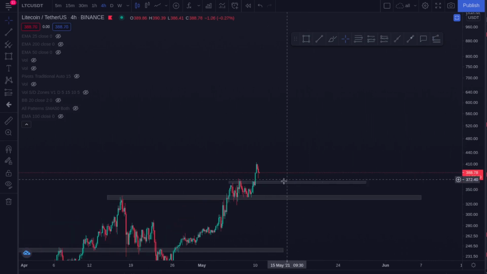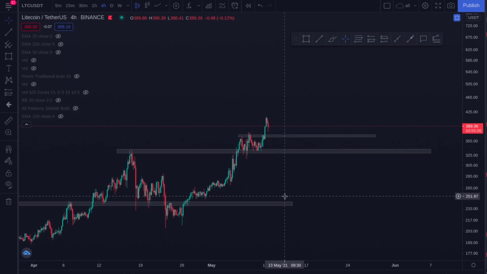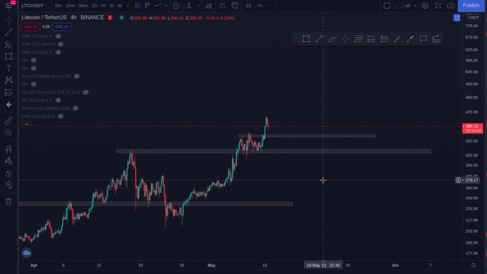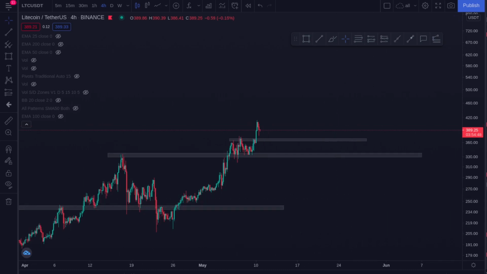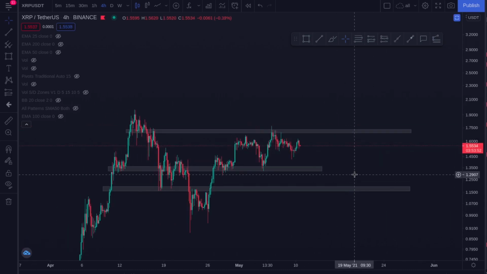Immediate support is here, and a strong support is over here. If we fall down, we can consider some buying around 270, but I would consider mostly around 250. It's a round number, and there should be quite a lot of support over here. So let's see. Next we have XRP USDT.